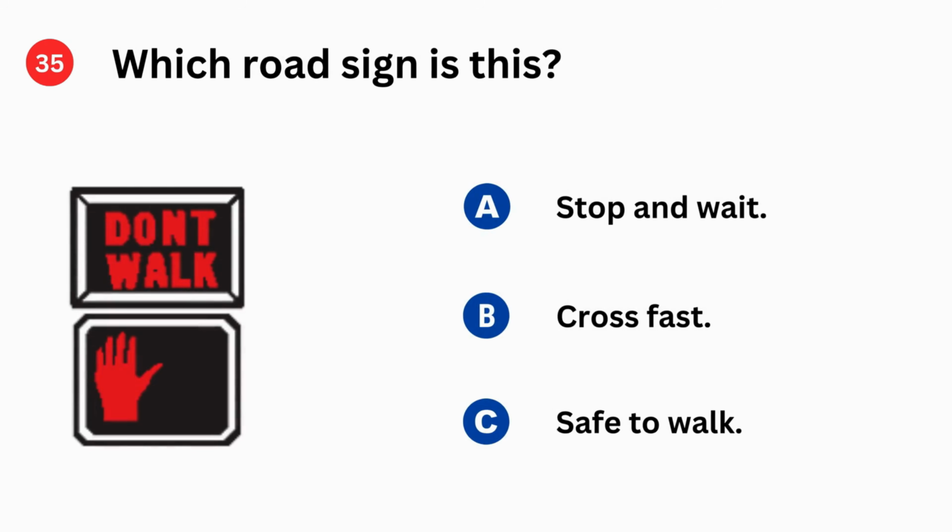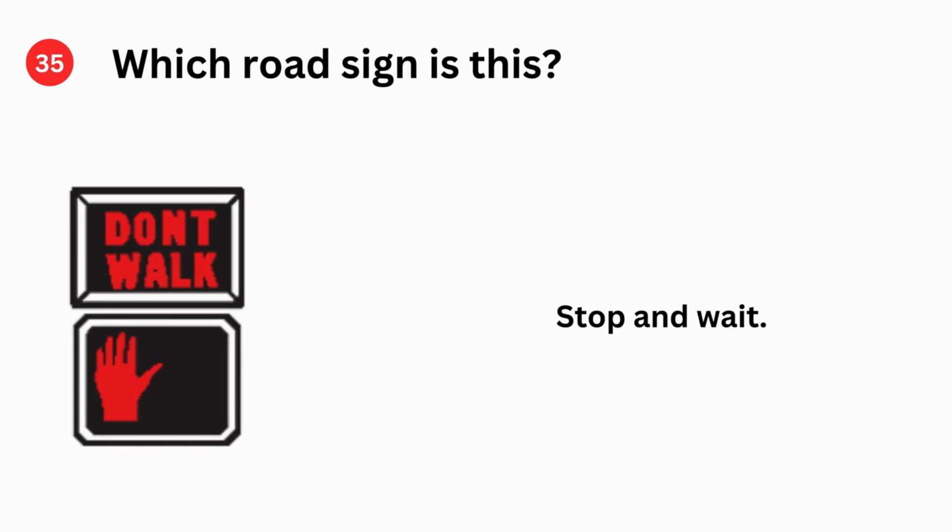Which road sign is this? A, stop and wait. B, cross fast. C, safe to walk. Nice one. It is the stop and wait sign.